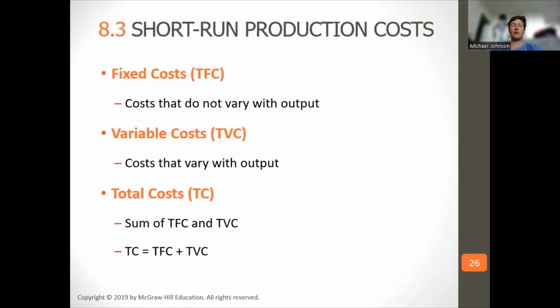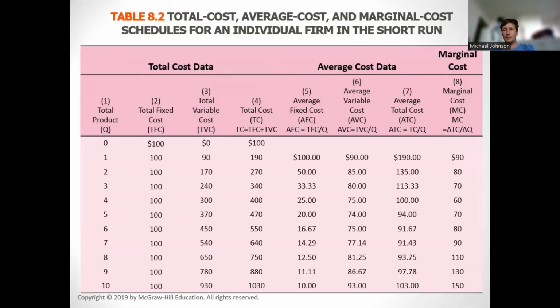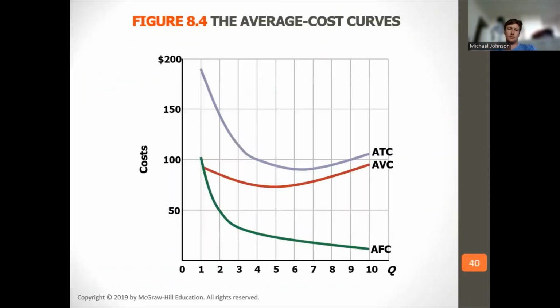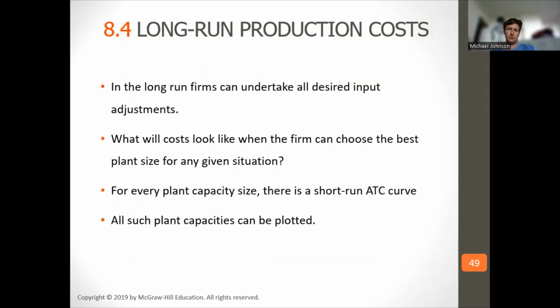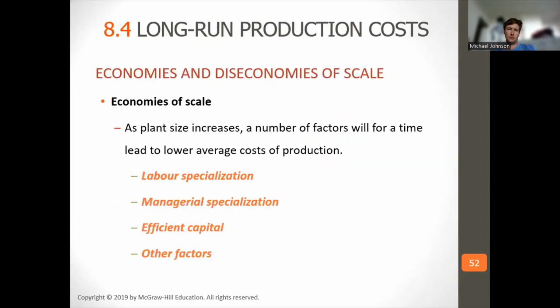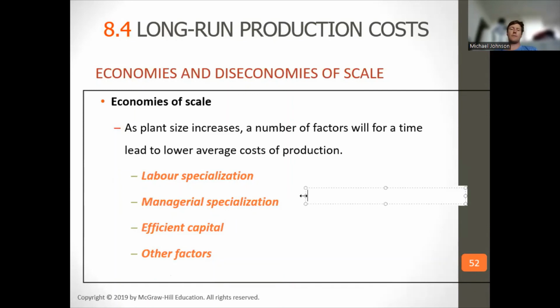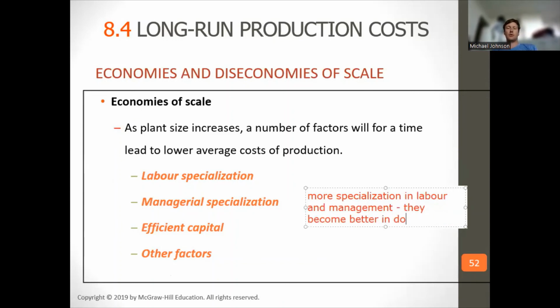So fixed costs are costs that do not vary with output. Variable costs are costs that vary with output. Total cost equals total fixed cost plus variable costs. Then economies of scale: as the plant size increases, we minimize the average total cost through more specialization in labor and management. Basically, they become better at these roles, and also efficient use of capital, like lack of waste.